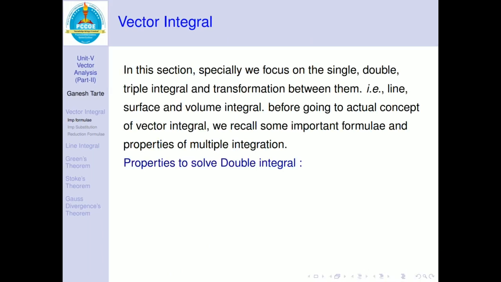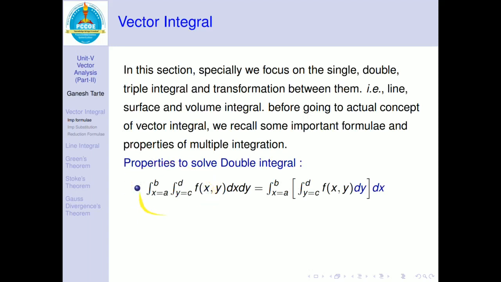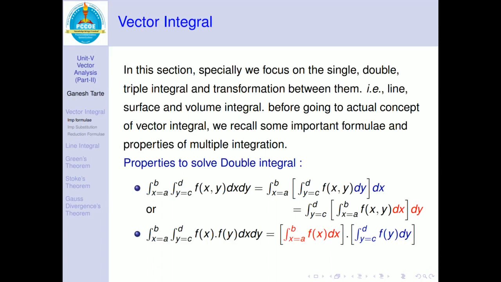So firstly, for double integral. First property, if limits are constant, shown here, x from a to b, y from c to d, so a, b, c, d are constant, then there is no priority. No priority in the sense we can integrate with respect to y first or x first, shown here. Second property, again limiting values are constant and function is written in the form of product, so f of x into f of y. Then the property is take product of their separate integration.